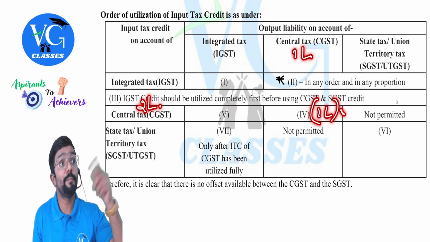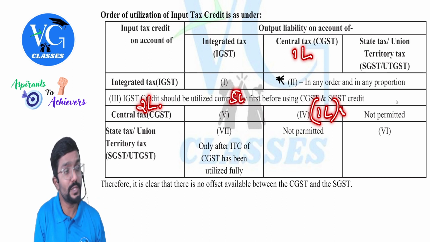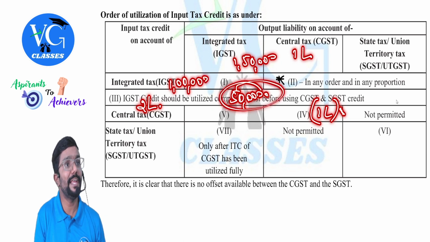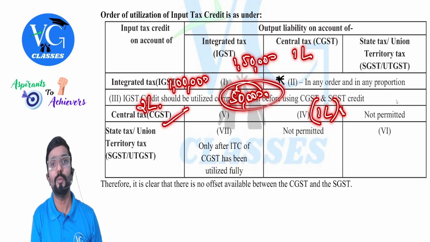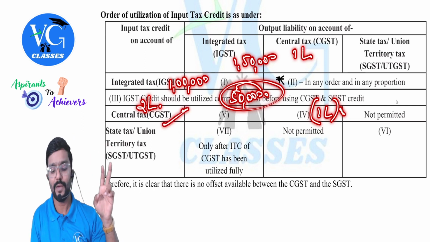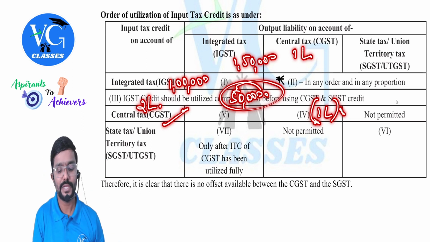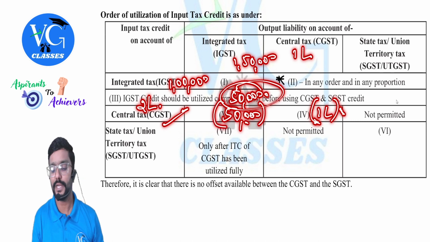Sir, 1 lakh is remaining. No. In my previous example, still 50,000 was pending. Here the IGST liability was 1.5 lakh, and I had IGST credit of 1 lakh. So IGST liability pending was how much? 50,000. Now CGST credit left: I had 2 lakh, I have adjusted 1 lakh here. Still how much is remaining? 1 lakh. Can I adjust 50,000 here? Yes, sir. Remaining 50,000, can I adjust it here?